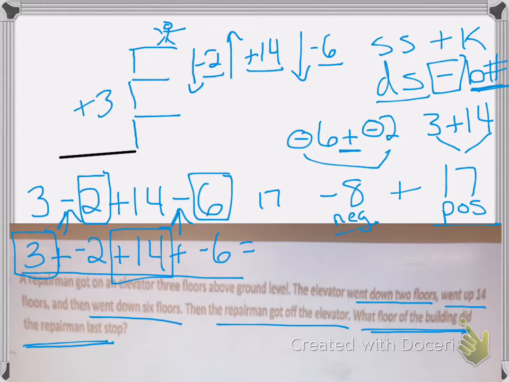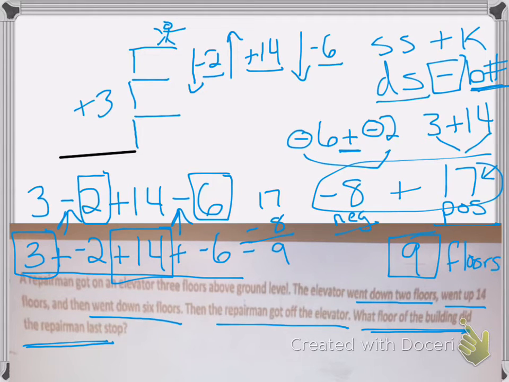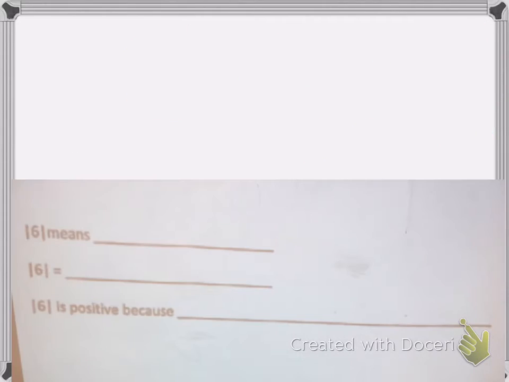The absolute value of 17 is 17. We subtract the absolute value of -8. Okay, absolute value. And we get 9 for an answer. We keep the sign of the bigger number. Remember, keep the sign of the bigger number. And so the bigger number was 17. So it is +9. So he is 9 floors up from the ground. And that's your answer. All right, next one.